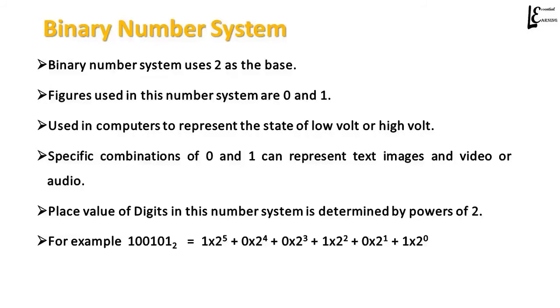Number system that computers use commonly is binary number system. Binary number system uses 2 as the base. Figures used in this number system are 0 and 1. It is used in computers to represent the state of low volt or high volt. A specific combination of 0 and 1 can represent text, images, video, or audio in computers. Place value of digits in this number system is determined by powers of 2.